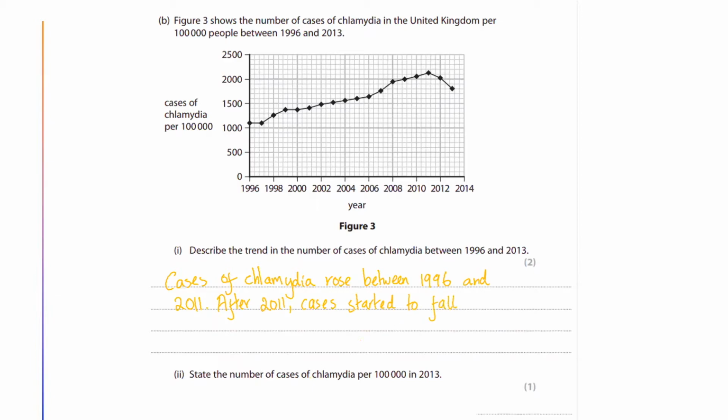Now, state the number of cases of chlamydia per 100,000 in 2013. We just need to read it from the graph. There's only 1 mark. Let's go across. It could be quite hard to read. Let's see what the axis is going up in: 1,500, 1,600, 1,700, 1,800. It's only going up in 100s, so this is quite easy. We just had to read it from the graph.